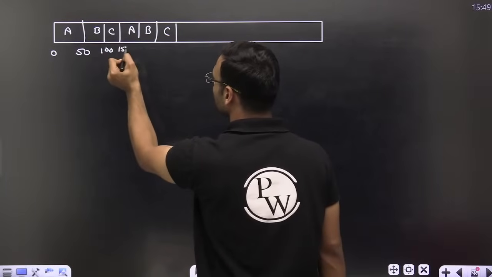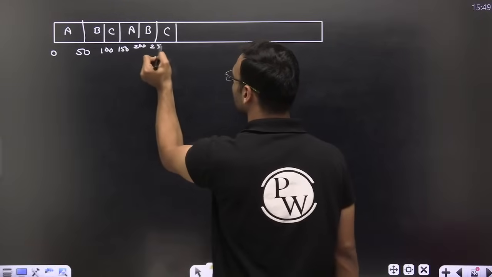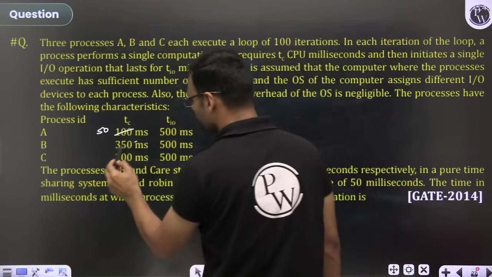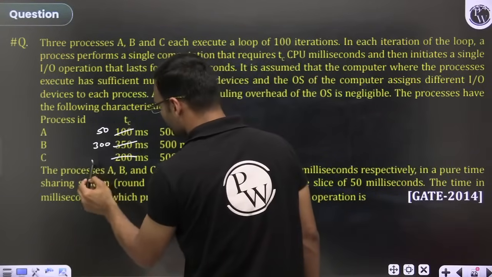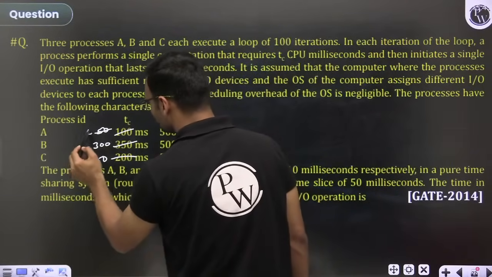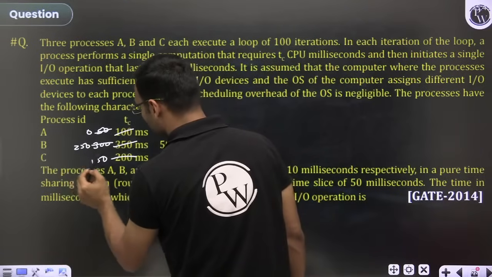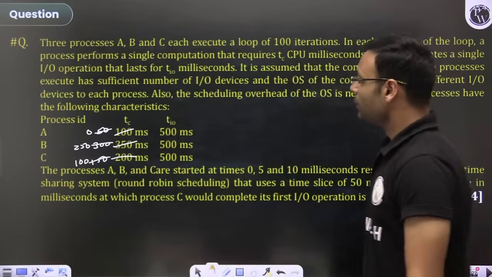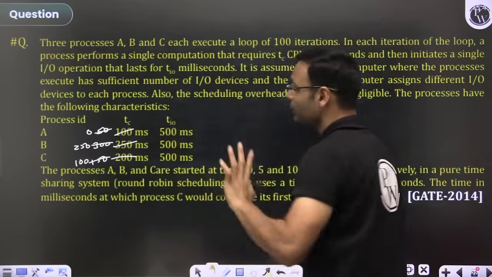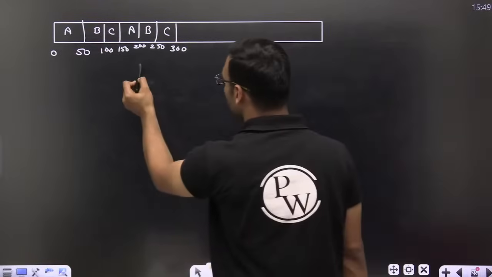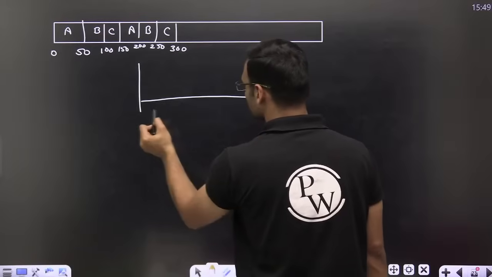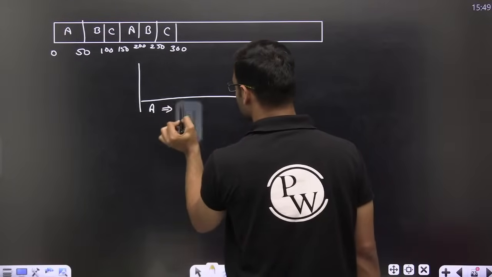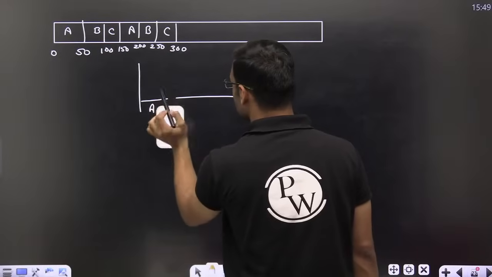100, 150, 200, 250 and 300. 100 each. The remaining times are 300, 150, then 0, 250 and 100. Now, process A can go for IO. Process A will go for IO for 500 milliseconds. So, process A goes for IO.